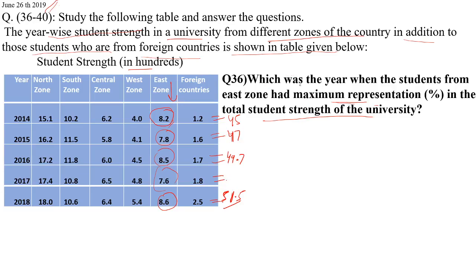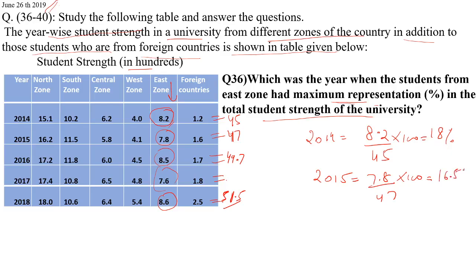So the values are these, right? So 2014, first we will take out the representation for 2014. It will be 8.2 upon 45 into 100. It will come out to be 18%. Then 2015, it will be 7.8 upon 47 into 100, the value will be 16.5.